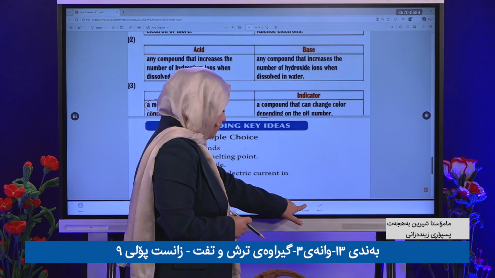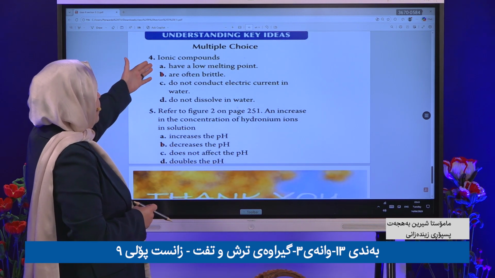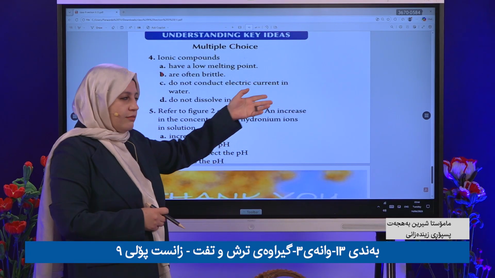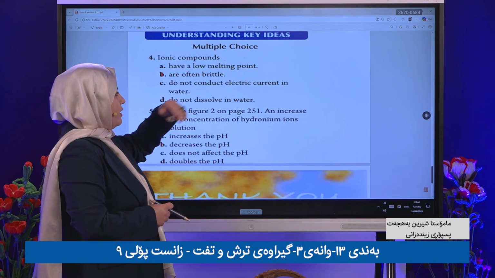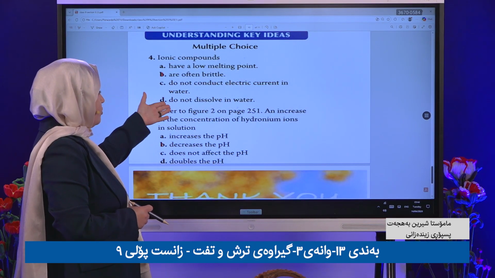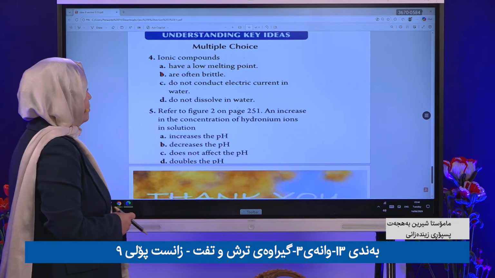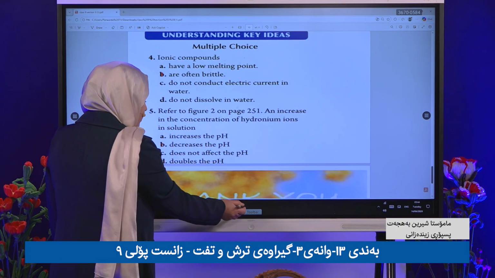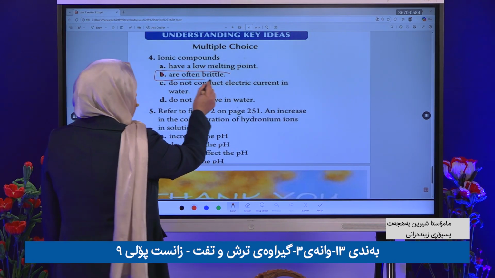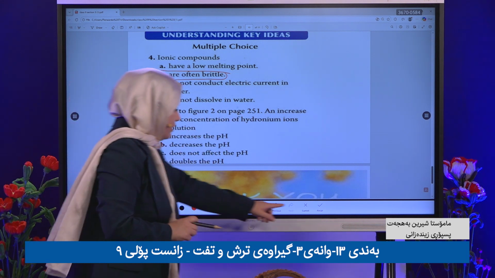Yes, some multiple choice, which is important. Ionic compounds have low melting points, are often brittle, do not conduct electrical current in water, or do not dissolve in water. Is it true? No. Which one is the only true one? Often brittle. Clear?